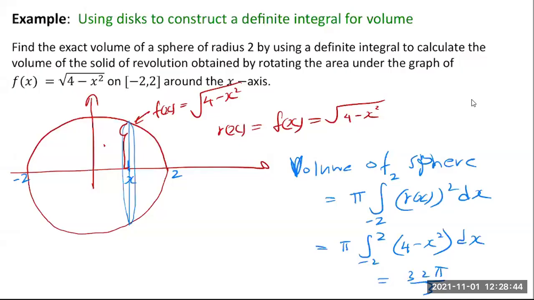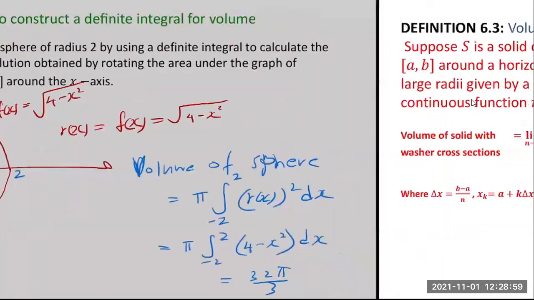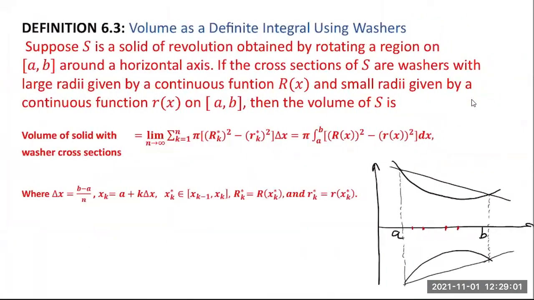By the way, this method is called the disk method. In this definition, it is called the disk method because you accumulated disks and then took the limit as n goes to infinity. So we call it the disk method. The next method I want to talk about is the washer method.